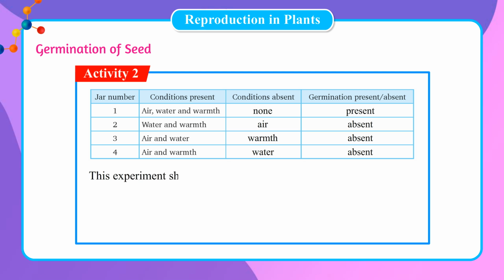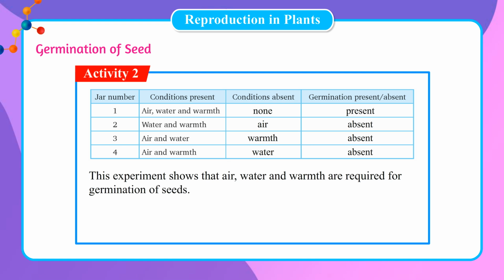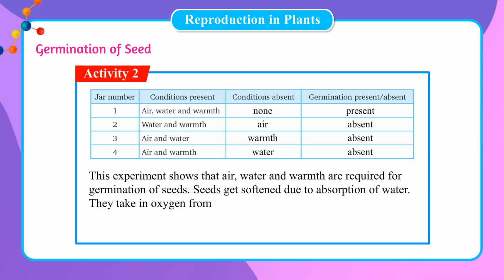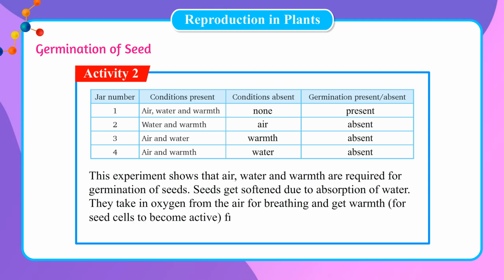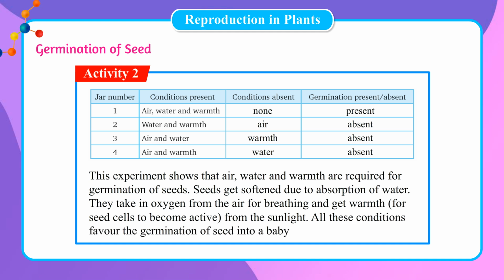This experiment shows that air, water and warmth are required for germination of seeds. Seeds get softened due to absorption of water. They take in oxygen from the air for breathing and get warmth for seed cells to become active from the sunlight. All these conditions favor the germination of seed into a baby plant.